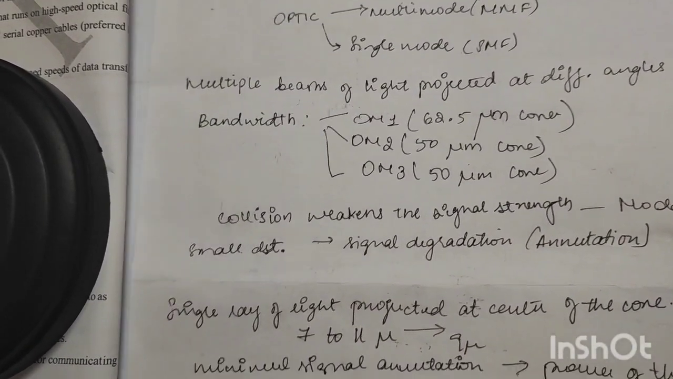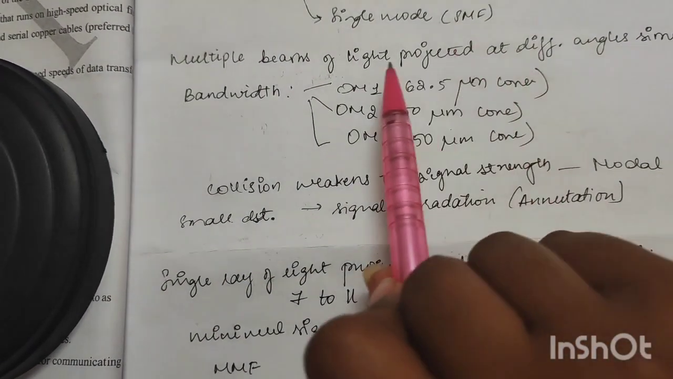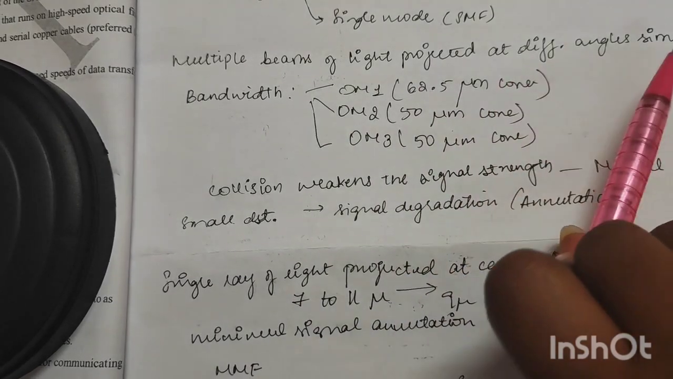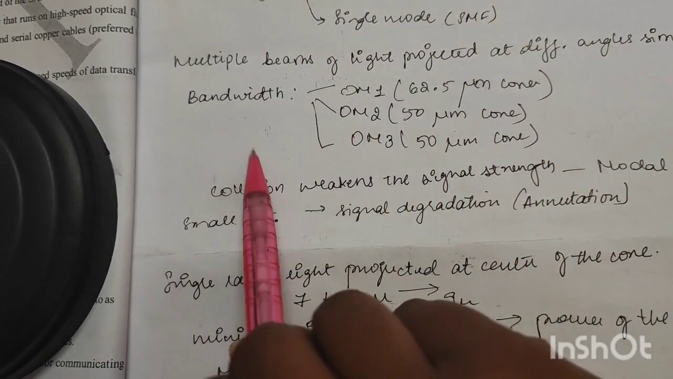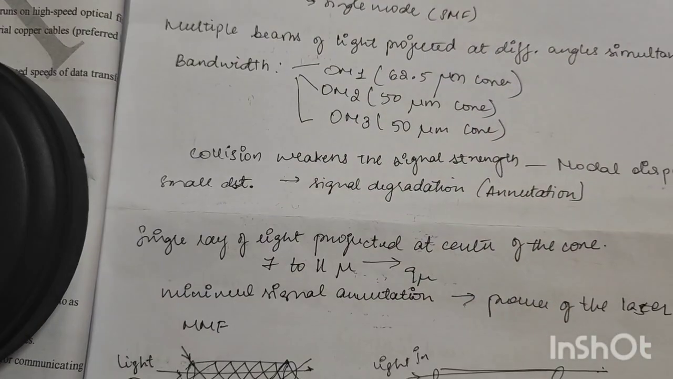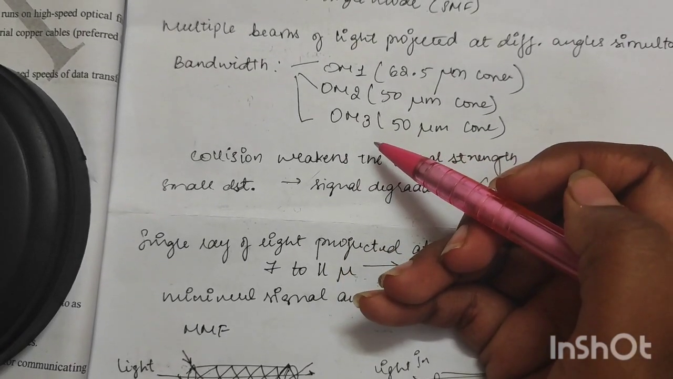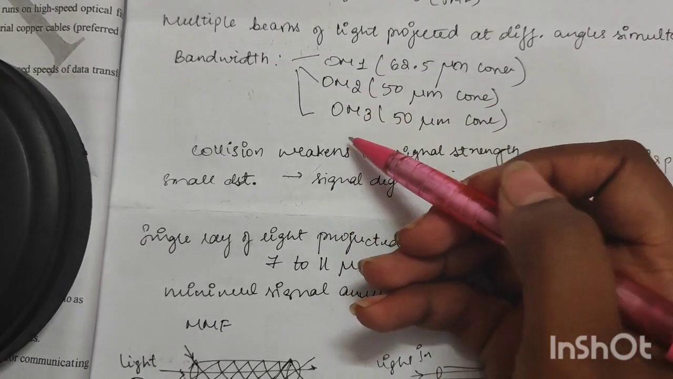Here, multiple beams of light can be projected. That is, in multi-mode you have multiple beams of light projected at different angles with different bandwidths. That is 62.5 micron. That's what you have, OM1, OM2, OM3. Okay, this is optic mode 1, optic mode 2, optic mode 3.